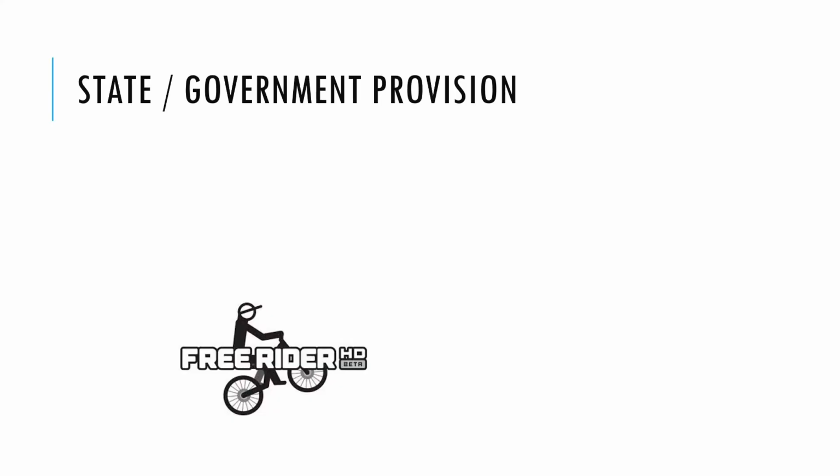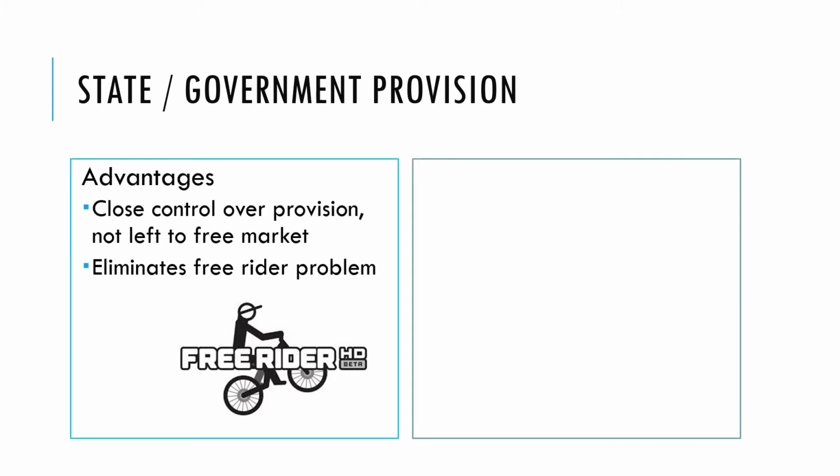State or government provision is good because the government can have very close control over how much is provided. You don't get this problem of too little being produced by the free market. Effectively, you're eliminating the free rider problem.